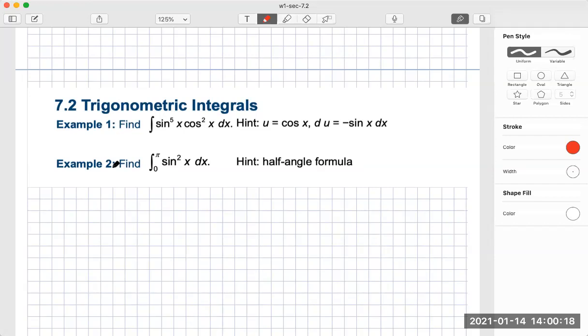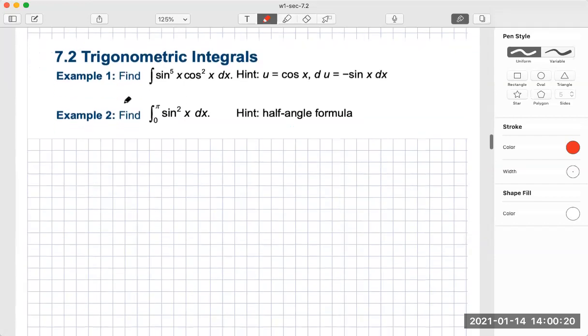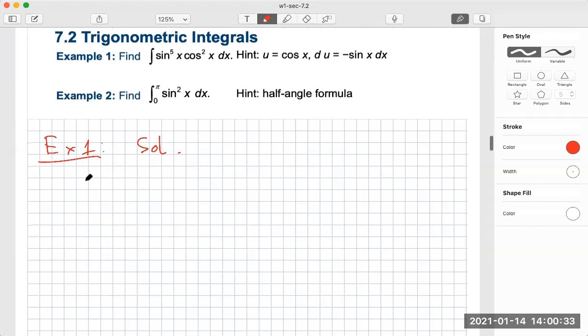And there's a hint. Let us try. So let us rewrite the question: the integral of sine to the fifth of x, cosine squared x, dx.